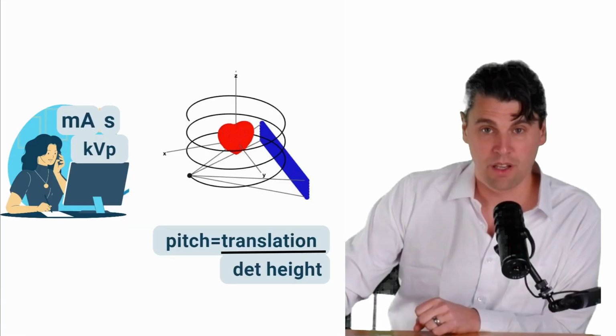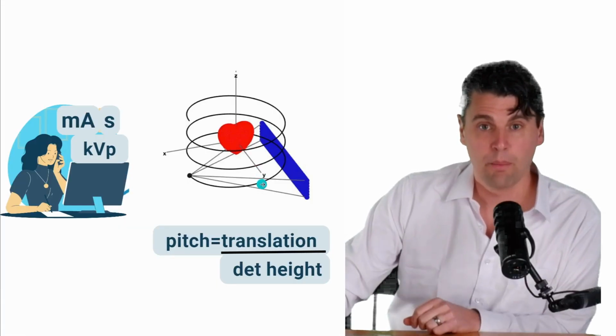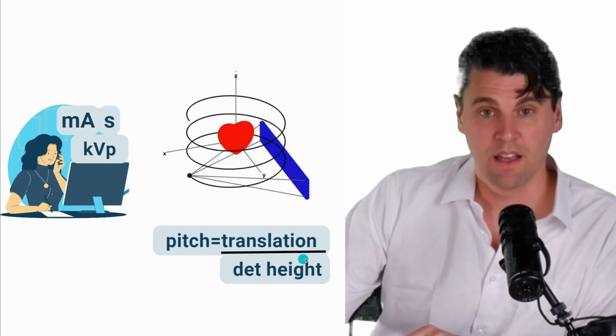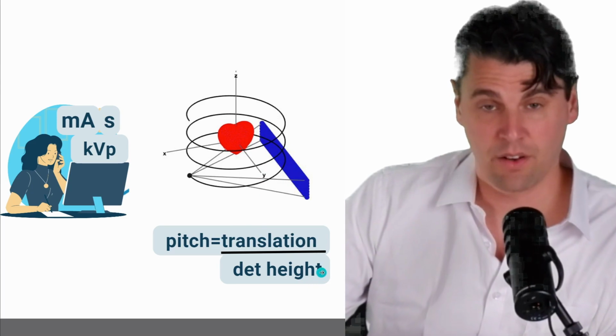There are other things though that we do have to worry about. The table moves along the Z direction, so we can cover the patient in a helical manner. If you have an axial exam, you don't have to worry about pitch. You don't have that factor at all. But if it's a helical exam, your pitch is just your translation divided by the detector height.